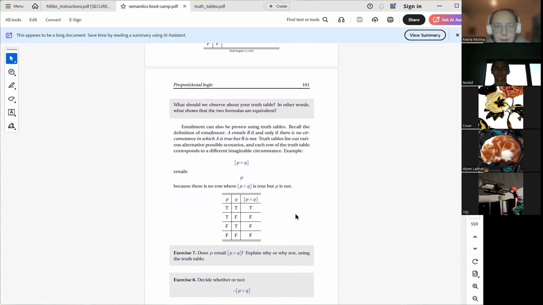Now we have P and Q. And we are reminded of the definition of entailment. A entails B if and only if there is no circumstance in which A is true but B is not. Okay?